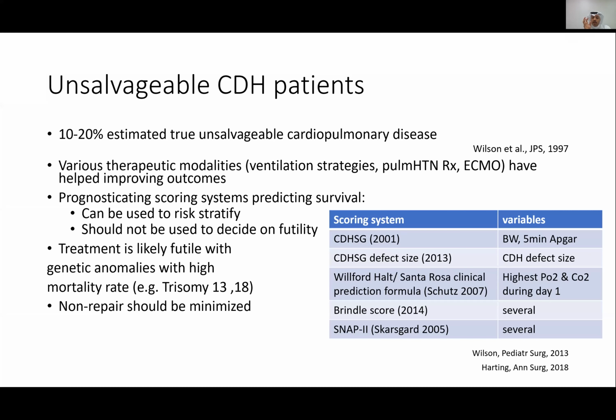There are certain anomalies where you know they're not going to survive, like trisomy 13 or 18, and then you can here make a decision not to operate in them when you discuss with families and with the treating neonatologist. But in a nutshell, you want to make sure that you keep the non-repair to a very, very minimum. You're going to try to fix everybody as much as you can, okay?